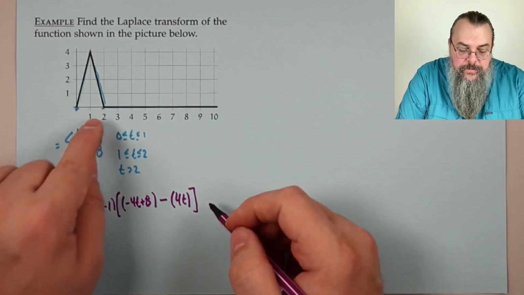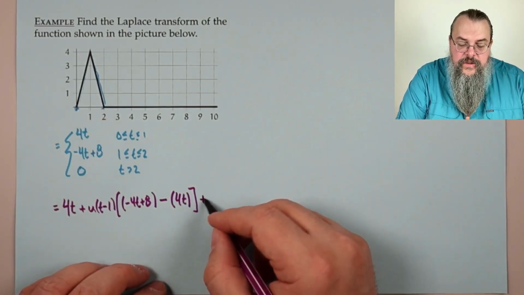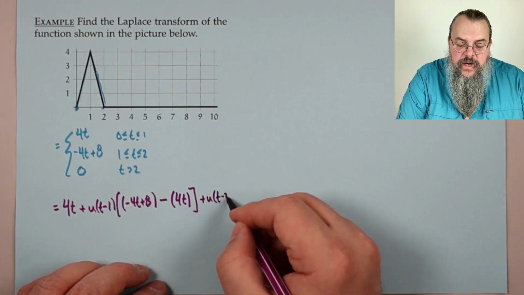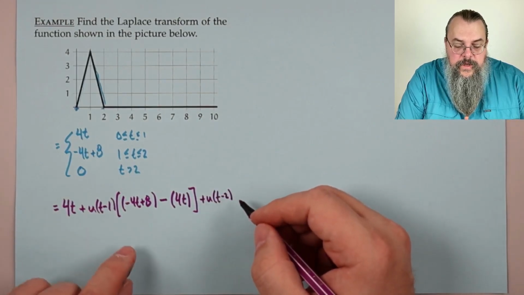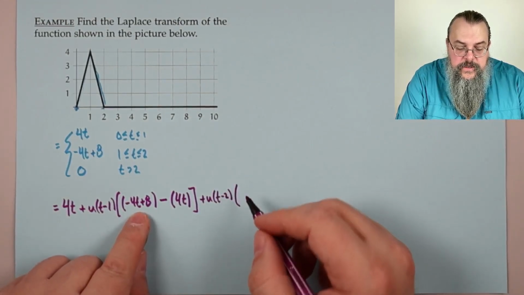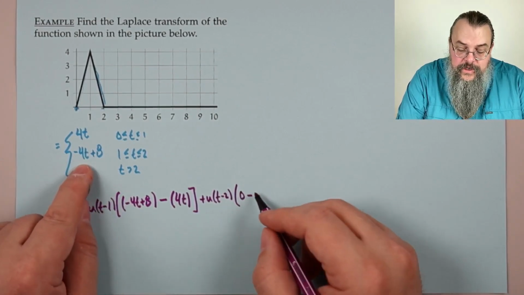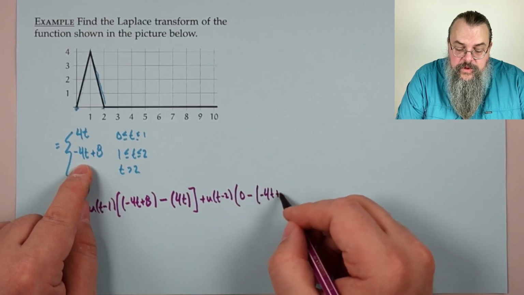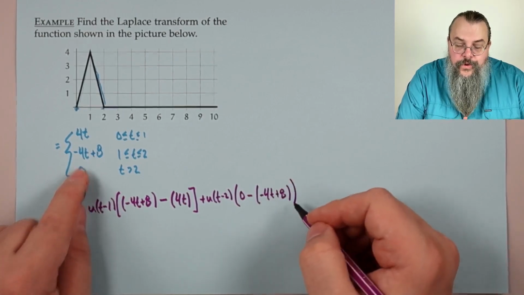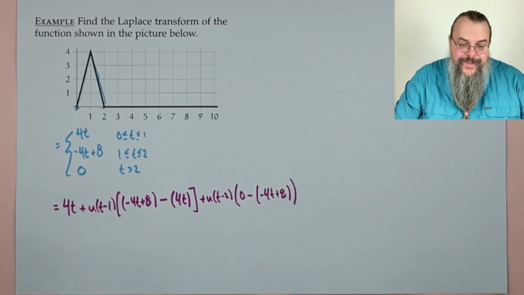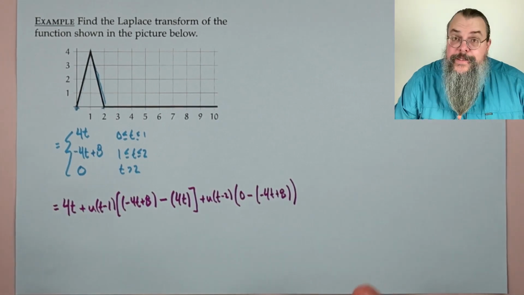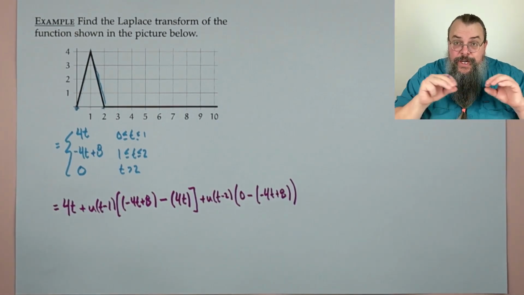And now there's one more place where it changes behavior. So that's u of t minus 2. And what do we have? Our after is now 0. Subtract our before. That's minus 4t plus 8. Okay. All right. Let's keep cleaning it up. So we've written it in one-line form.